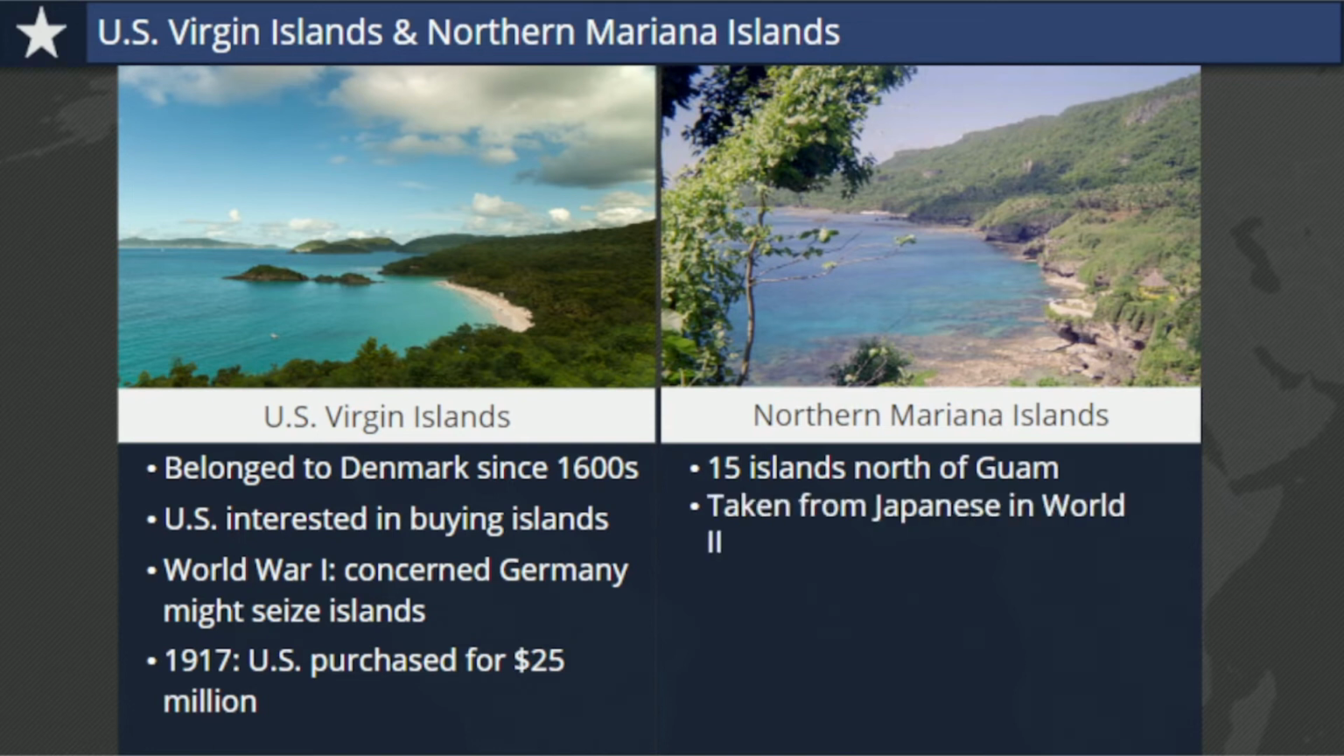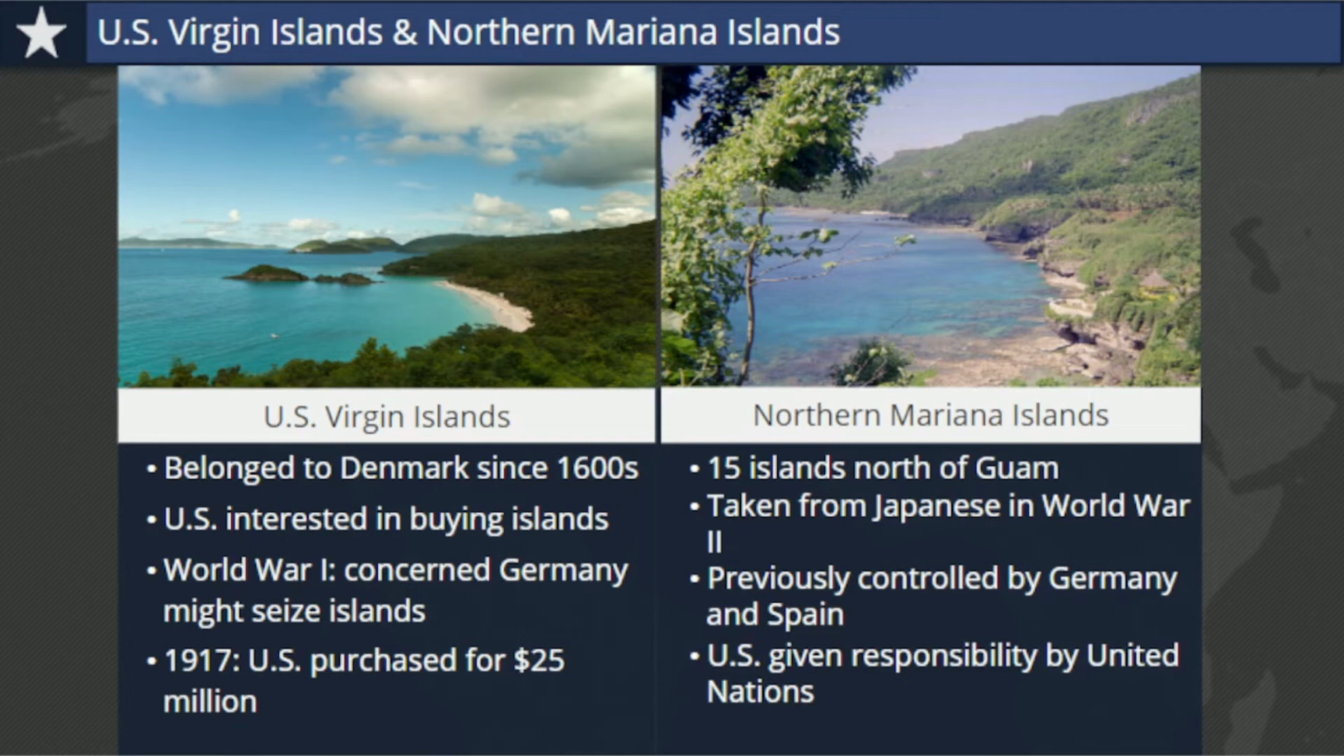The Northern Mariana Islands, 15 Pacific islands just north of Guam, became an American possession after the United States invaded them and took them from the Japanese in 1944 during World War II. Before being Japanese, the Mariana Islands had been controlled by Germany and Spain. The U.S. was given responsibility for the islands by the United Nations after the war, but they did not officially become a territory until 1978. Citizens of both these territories, the U.S. Virgin Islands and the Northern Mariana Islands, are full citizens of the United States.